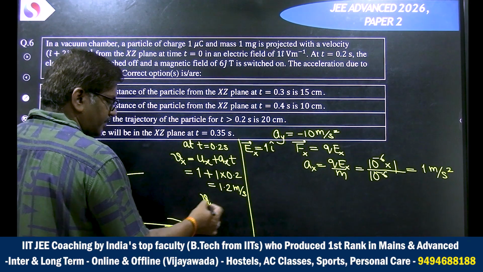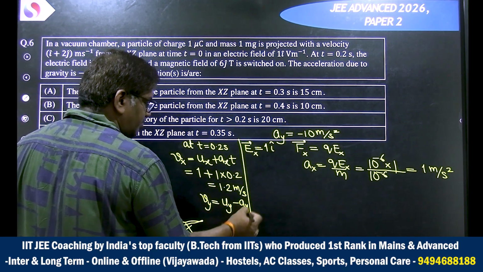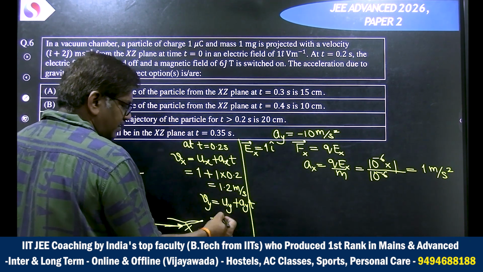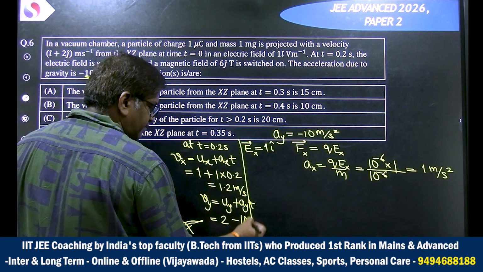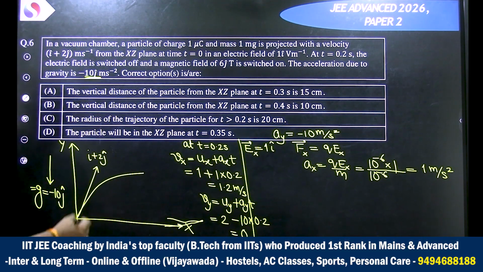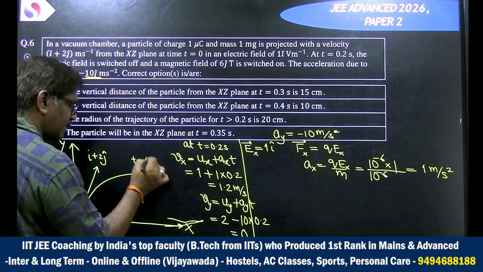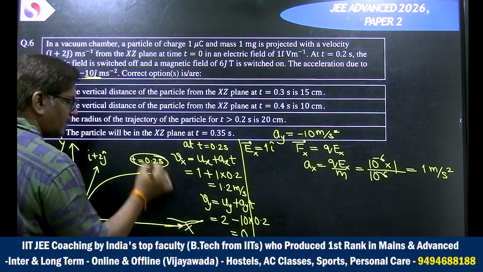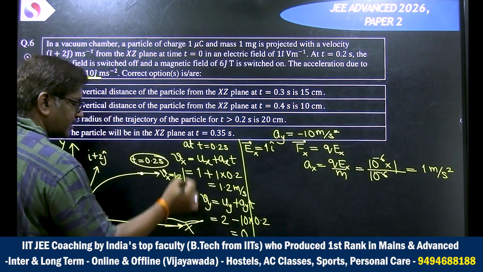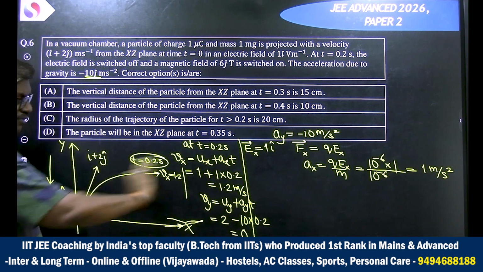What about Vy? Vy will be equal to uy plus ay into t, later we put the sign. uy is 2, ay is minus 10 and time is 0.2. That means it comes out to 0. So at t equals 0.2, the velocity will be completely in the x direction. That is the instant when the velocity is only in the x direction, equal to 1.2 meter per second. Now the electric field is switched off, so there will be no ax.